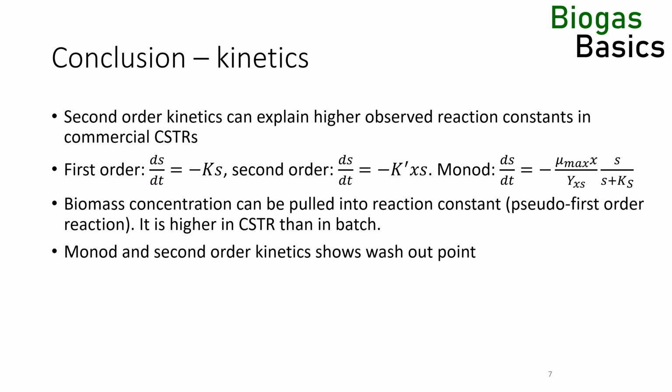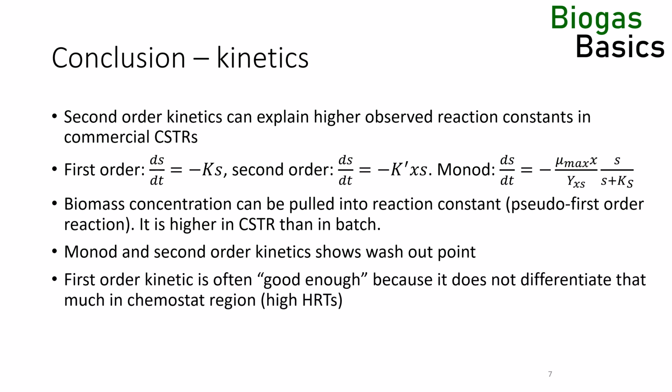Like the monokinetic, but unlike the first-order reaction, the second-order reaction shows a washout point in a steady-state CSTR, meaning that the second-order reaction shows no conversion for very small residence times when the microorganisms cannot keep up and are flushed from the reactor. However, since AD plants are designed to operate in the chemostat region, the first-order reaction approach is often good enough to describe a biogas reactor and has been widely adopted, for example in the anaerobic digestion model 1 or ADM1. I have a separate presentation on the ADM1.